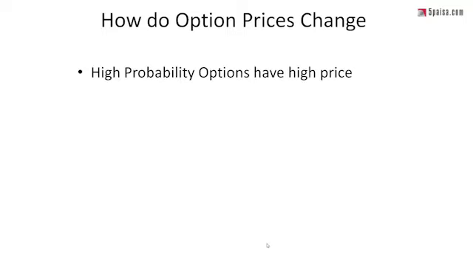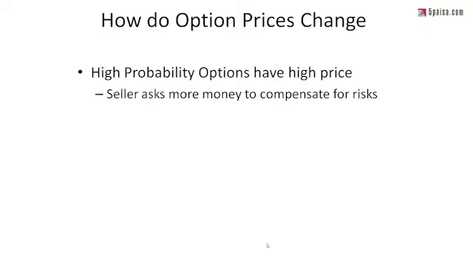So a lot of people say that option prices change with Greeks and all that. This is all confusing nonsense. Look, very simply put, high probability options have a high price because the seller asks for more money to compensate for the risk he's taking. Now think of smokers' insurance. Again, I am stuck on this smoking trip.